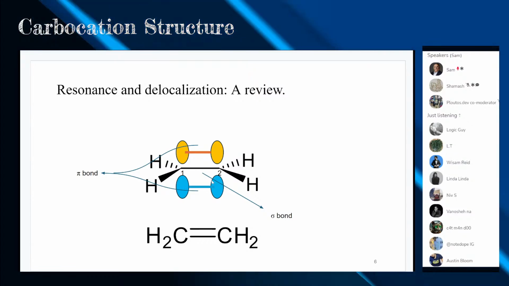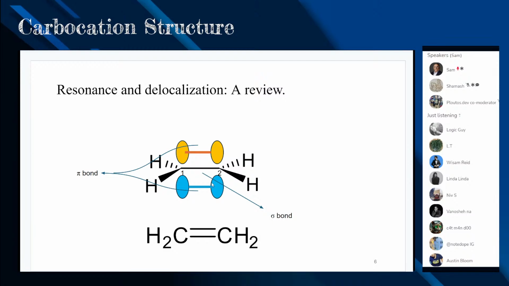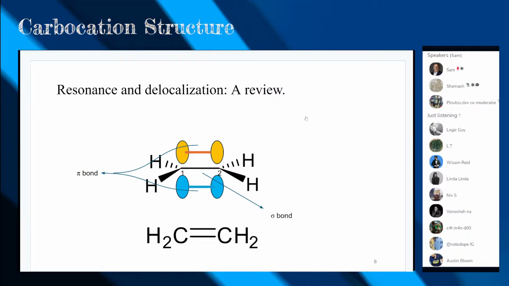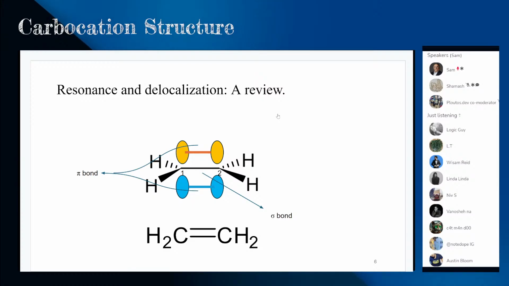And the top area overlap is the bonding orbital, the yellow one, and the blue one is the antibonding orbital. We have talked about those. We'll talk about them later. For now, it's not really important.